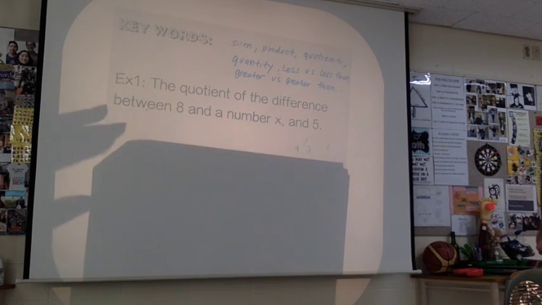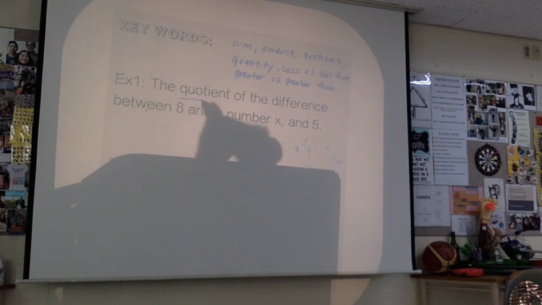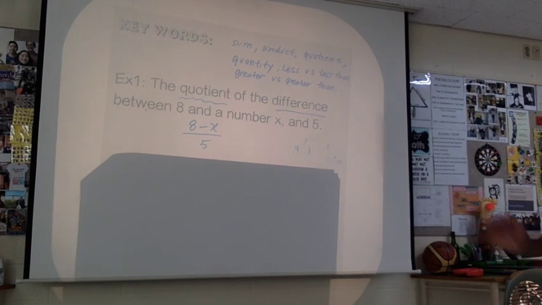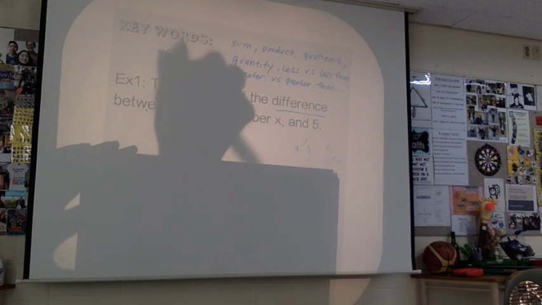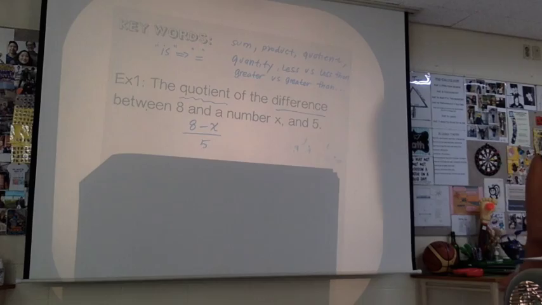So here's the first example. The quotient of the difference between 8 and a number x and 5. So quotient is a keyword, difference is a keyword. The difference between 8 and a number x is 8 minus x. The quotient signifies the division, and 5, and that's it. It's a mathematical expression, okay? Don't forget another keyword, "is." But "is" implies an equal sign, right? Do you see any "is" here? There is no "is." That's why it's an expression.